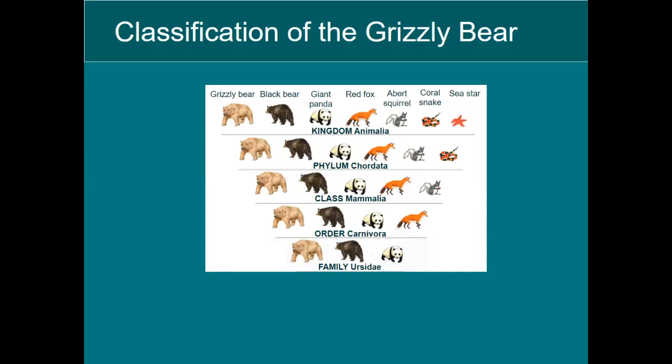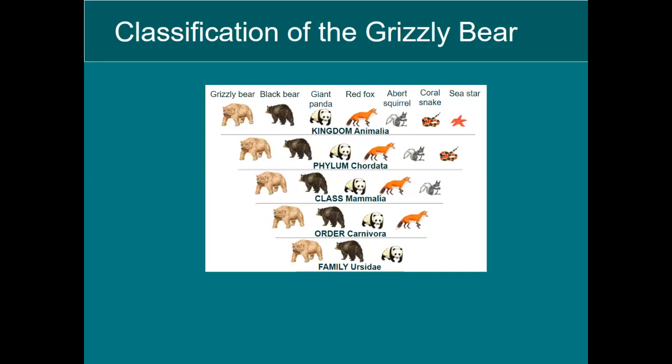Now, as we go down, remember we're getting more and more specific. And so when we start looking at this, these organisms are more closely related to each other, the grizzly bear, black bear, and giant panda, than the sea star or the coral snake or the Abert squirrel. So kingdom, phylum, class, order, family. Pause the video here until you know the next level.